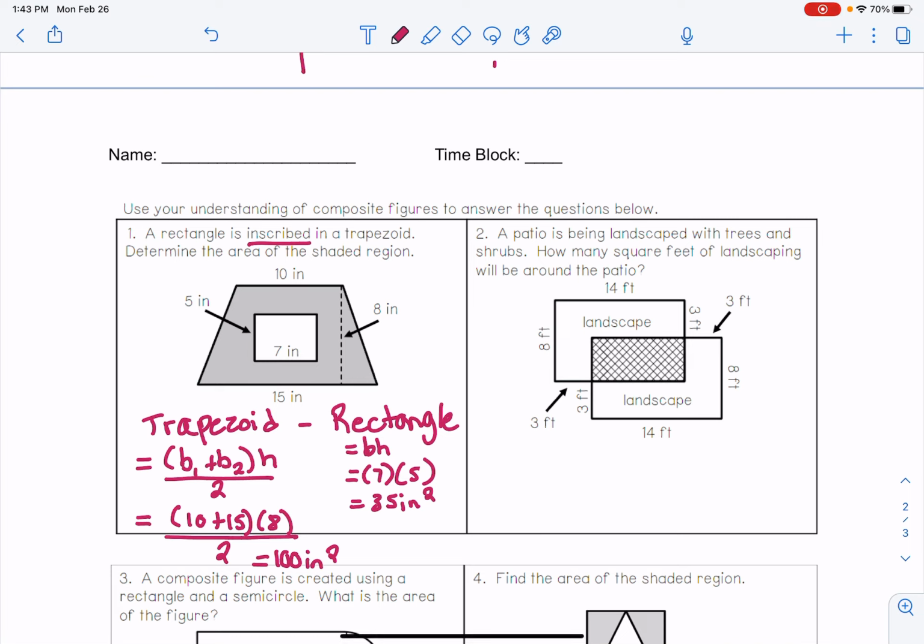Now remember, we're not done because we need to subtract trapezoid minus rectangle. So our final answer here is 100 inches squared minus the 35, and that's going to give us 65 inches squared. That is our answer for number 1, the area of the shaded region in this figure.